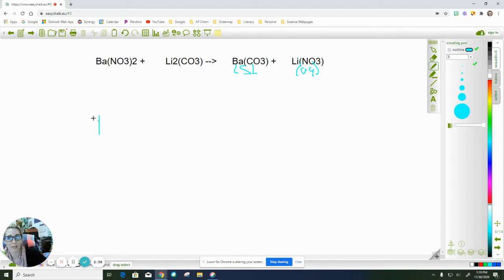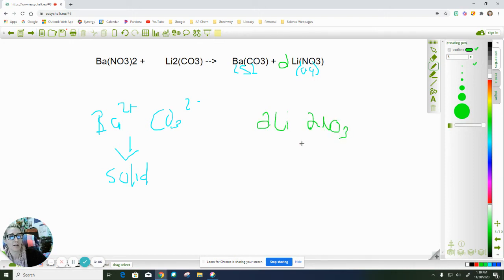So barium carbonate is created from barium and carbonate ions. So these form the solid. So yes, they are the ions that create that. Lithium nitrate, oh, there should be a 2 here because it's not balanced. Sorry, guys. So you should have 2 lithiums and 2 nitrates. These are aqueous in solution. They are not part of the reaction, so no, they do not form the solid.